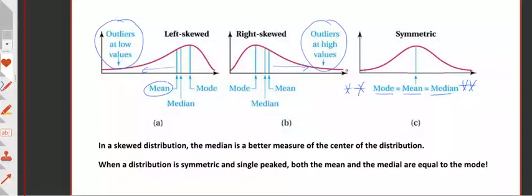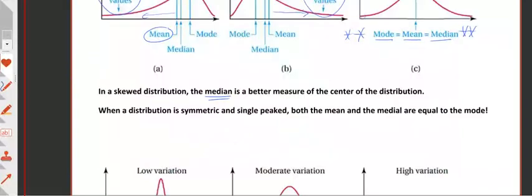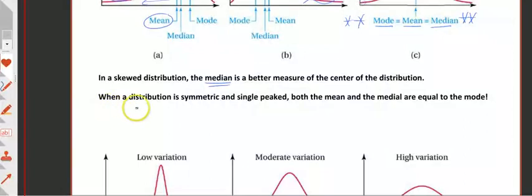When you've got a skewed distribution, the median is going to be your better measure of the center of that distribution. Not the mean, because the mean is skewed towards that higher or lower value. So very important piece of information. When we have symmetry with a single peak, the mean, the median, and the mode are all equal to each other.